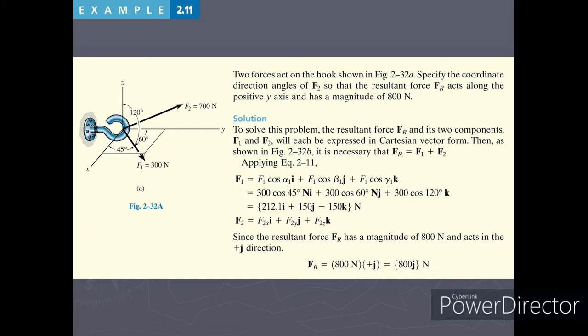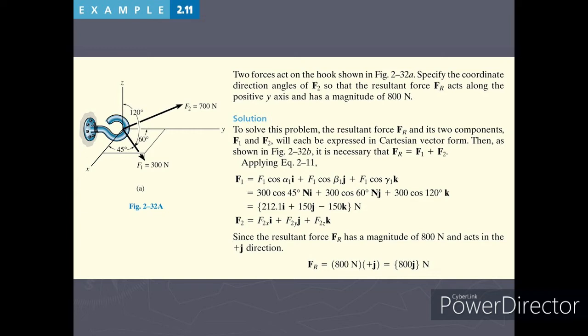And what is 60? Beta. And what is 120? Gamma, isn't it? So F1 is completely specified. I mean, the coordinate direction angles for F1 are there. So we can find the Cartesian vector form of F1, isn't it? Using what? The unit vector, isn't it?